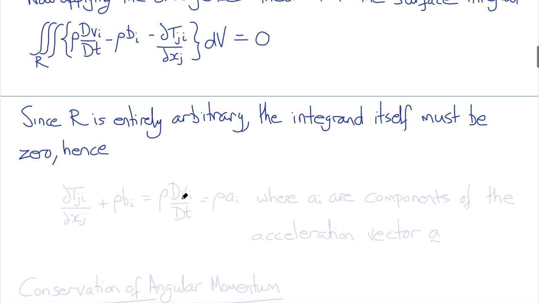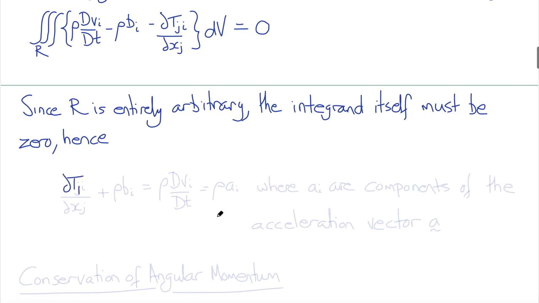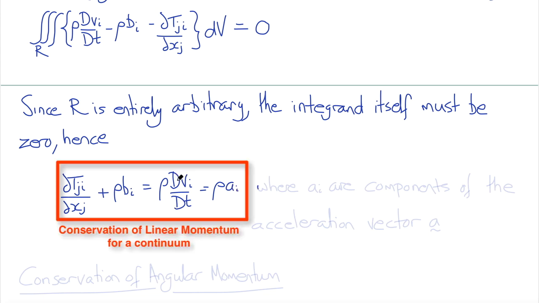And hence we obtain the familiar differential form of the conservation of linear momentum, that del t_ji del x_j plus rho b_i, these are the two terms that we already derived in the equilibrium equation, are equal to rho times the material derivative with respect to time of the velocity, which is the acceleration, so rho times acceleration, where a_i are components of the acceleration vector. So surface forces plus body forces equals inertial forces.